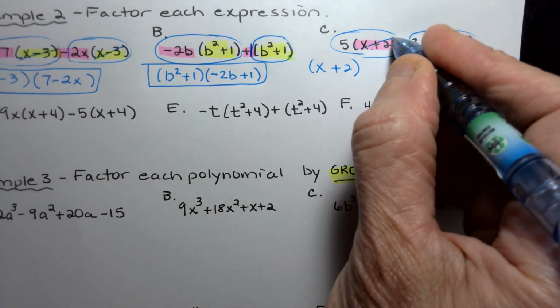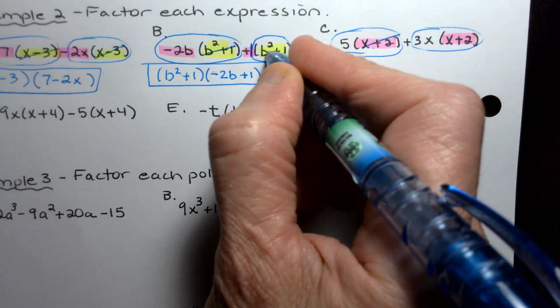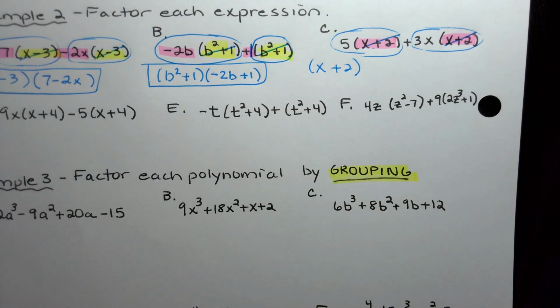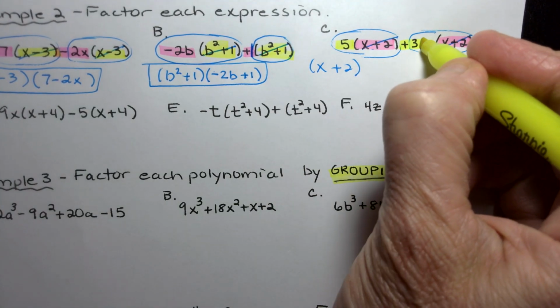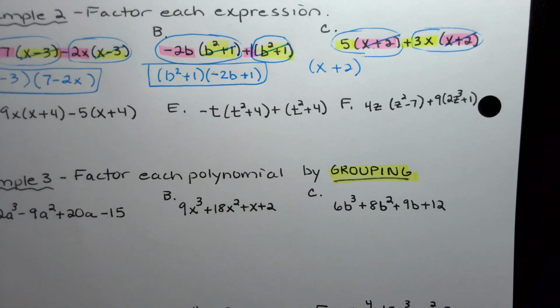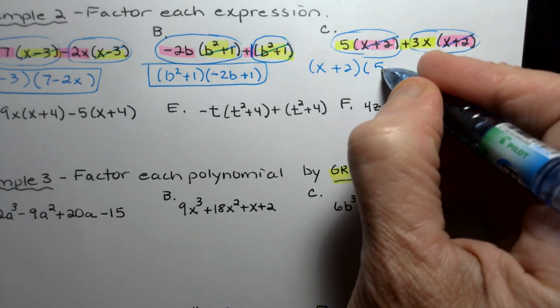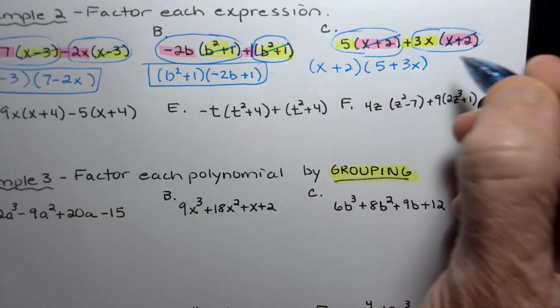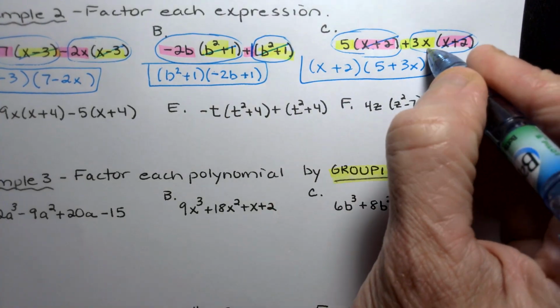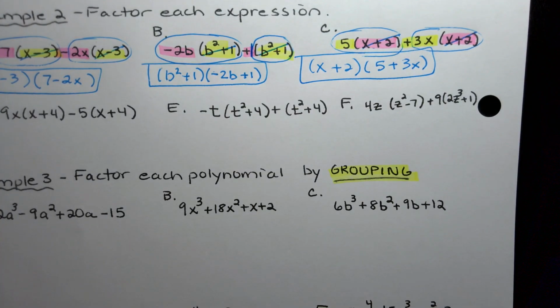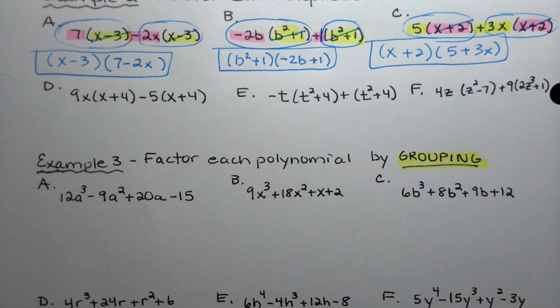I took it out, cross it off. But I didn't cross it off over here. When you take it out, cross it off. And now you're seeing what is left. We have a 5 plus a 3x left. And that goes in the other parenthesis. All right, why don't you try number D? Why don't you try letter D and see how that goes for you?